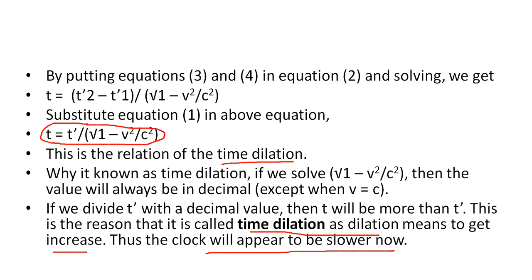That is, if t dash equals 10 seconds and the root value comes out to be 0.1, then the answer is t equals 100 seconds. So t is more than t dash. Now what does it mean that time gets slower? We know that in 1 minute there are 60 seconds. Now after understanding the concept of time dilation, if an object moves with a speed comparable to the speed of light, then for example the time becomes 90 seconds. It means in 1 minute now there are 90 seconds. So time will appear to be slower now.